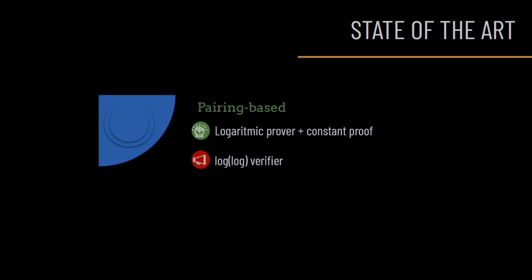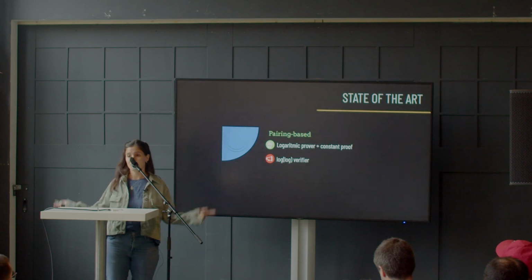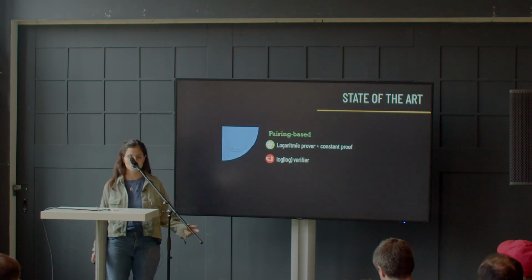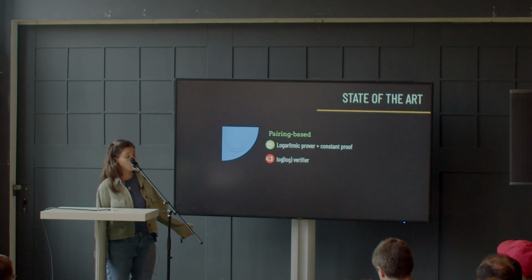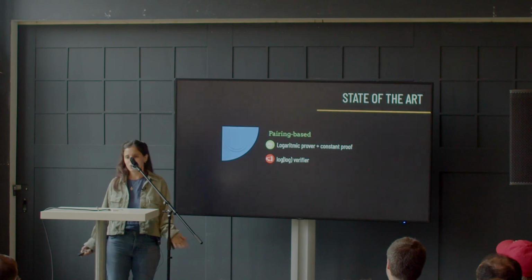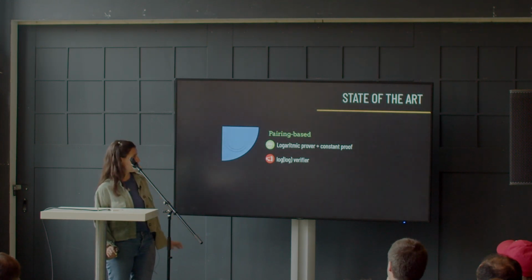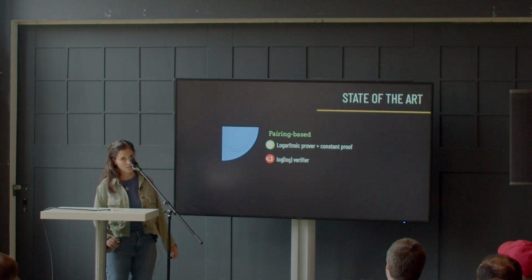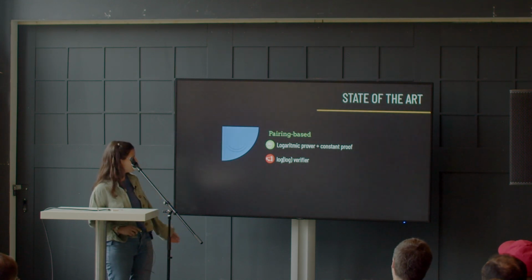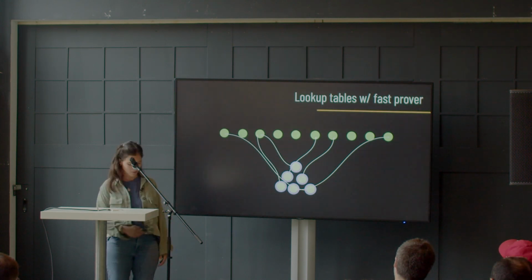We work in the pairing-based setting. We have a logarithmic prover in the size of the big table, so that's a huge save. And we also have constant proof, like most pairing-based constructions. And our verifier is still dominated by a constant number of pairings and has to perform some field operations. So let's see, how do we construct lookup tables with a fast prover?